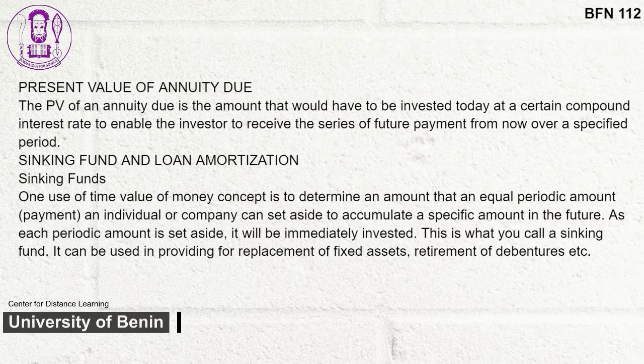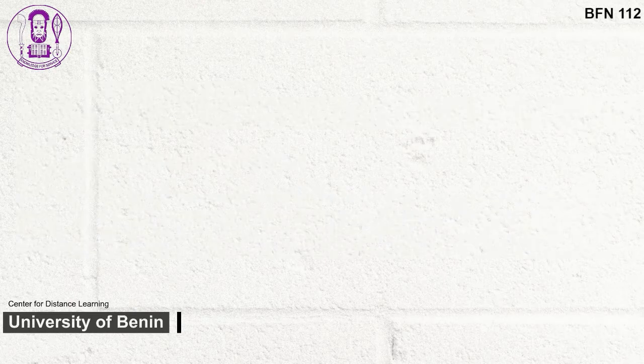Sinking fund and loan amortization. Sinking funds. One use of the time value of money concept is to determine an equal periodic amount, payment, that an individual or company can set aside to accumulate a specific amount in the future. As each periodic amount is set aside, it will be immediately invested. This is what you call a sinking fund. It can be used in providing for the replacement of fixed assets, the retirement of debentures, etc.